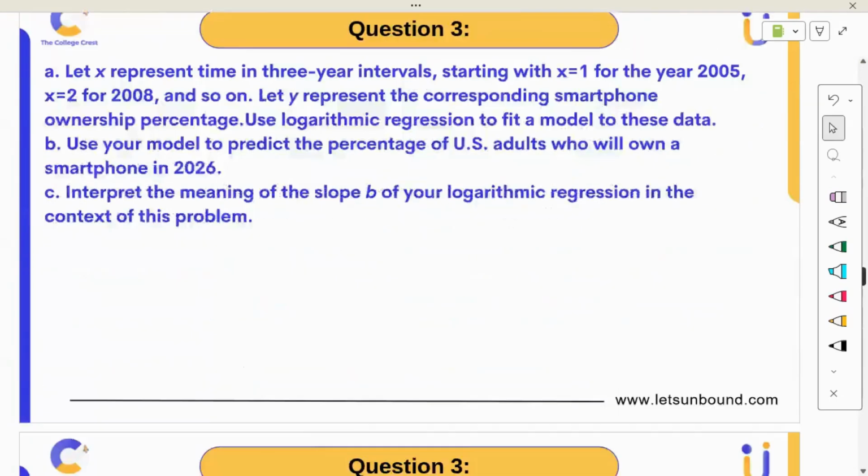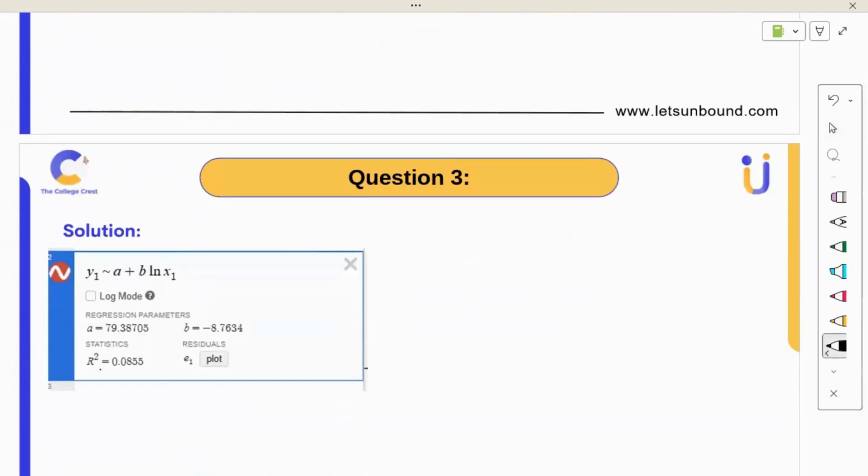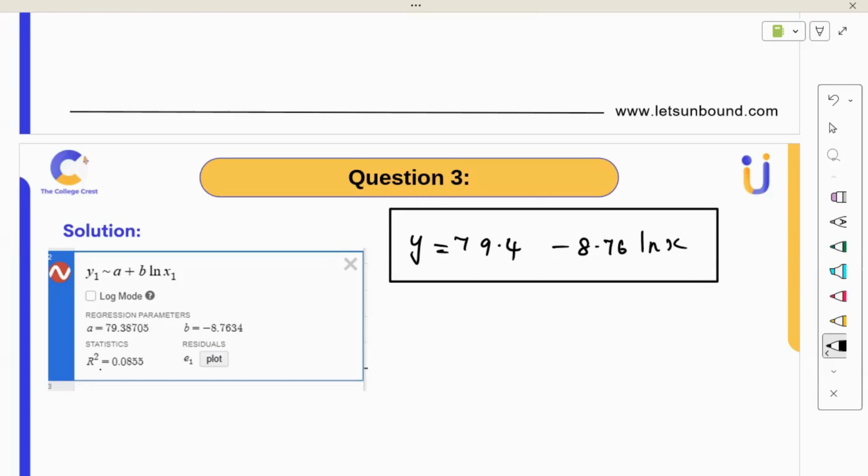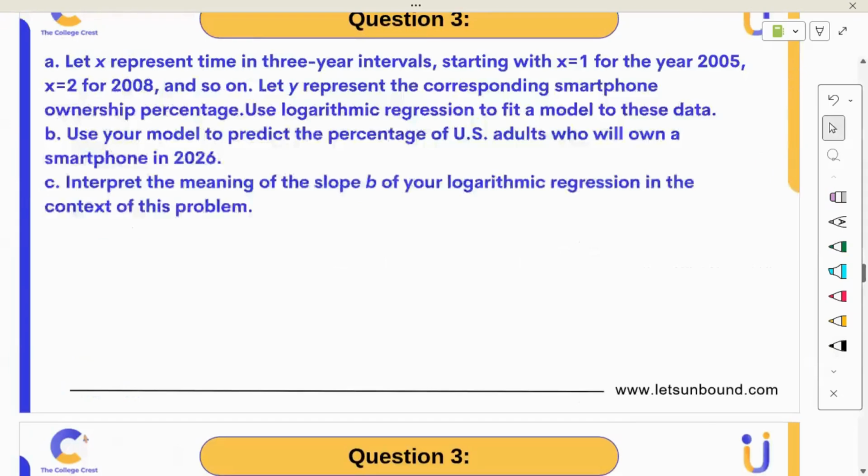Right. So we need to write it. So we just take that. y equal to a is what? 79.387. Plus b is negative. So negative 8.76 ln x. You can change y to f of x also. So that's it. First part is over here. And next.